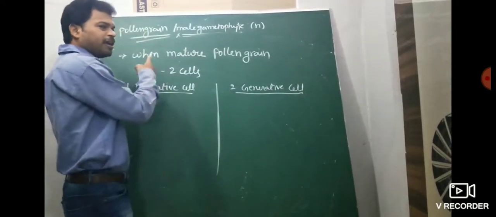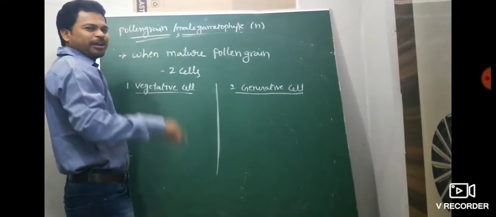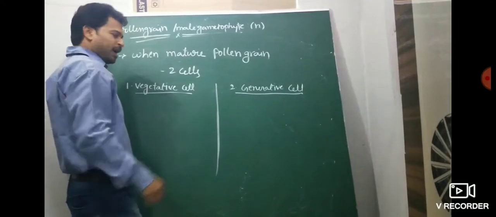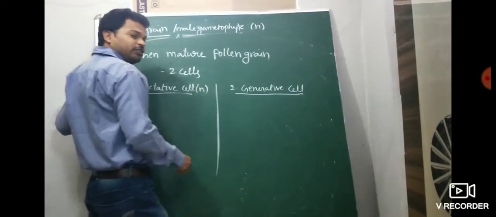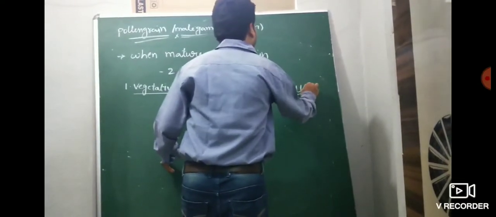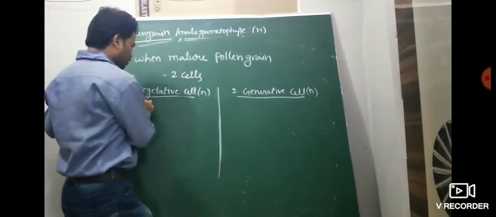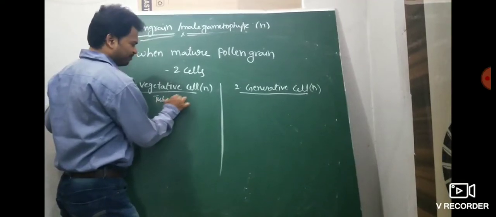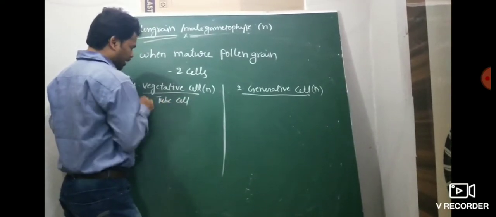So is the pollen grain haploid or diploid? The pollen grain is haploid. So is the vegetative cell haploid or diploid? Haploid only. The generative cell is also haploid only. So the vegetative cell is also called the tube cell.